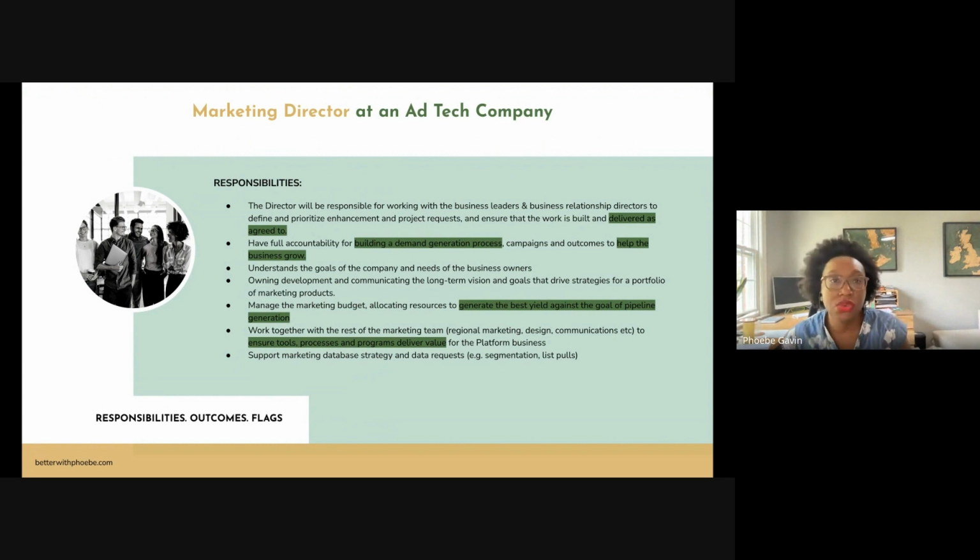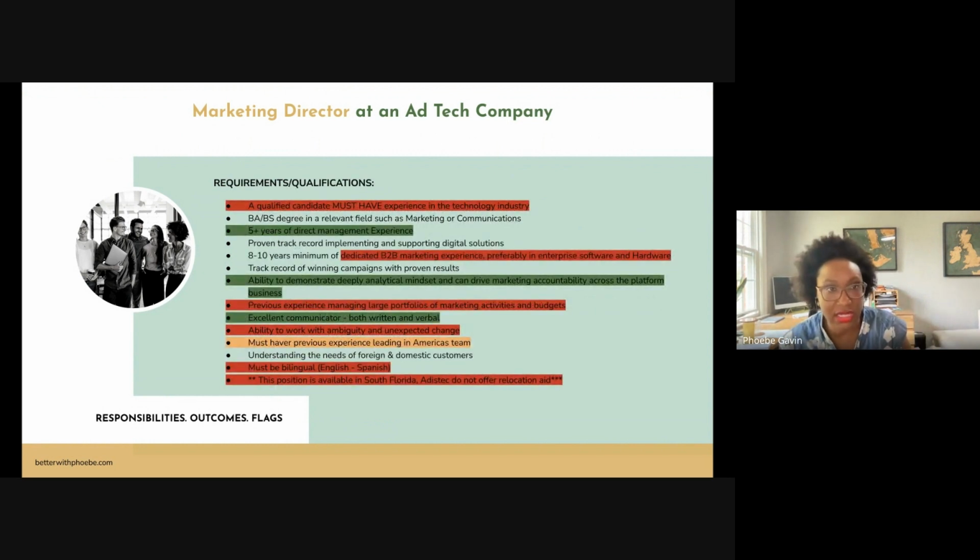Now let's get down to the requirements and qualifications spot. And so this one I've focused more on flags. And so this is more, again, me thinking about myself. These flags are not necessarily flags for everyone. They would be flags for me if I was actually considering this position back when I was in my corporate career.